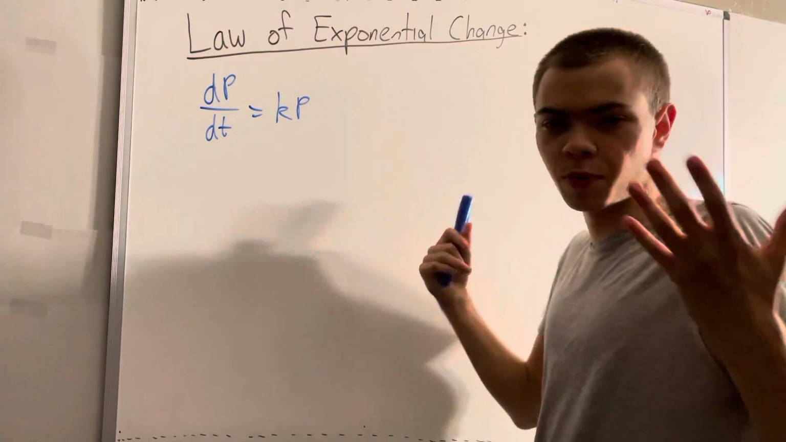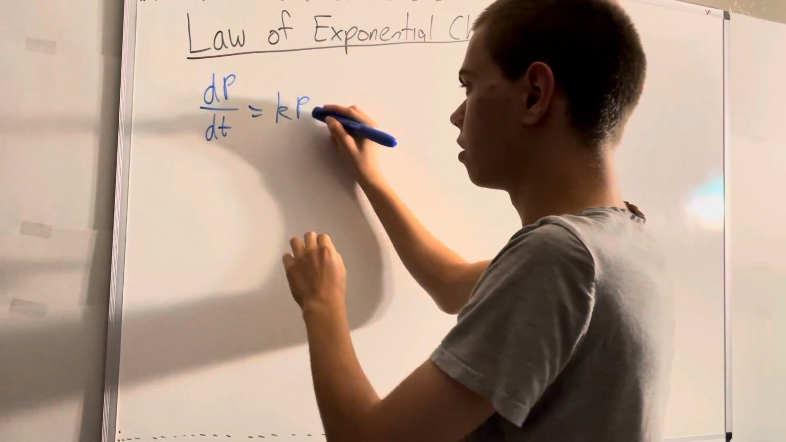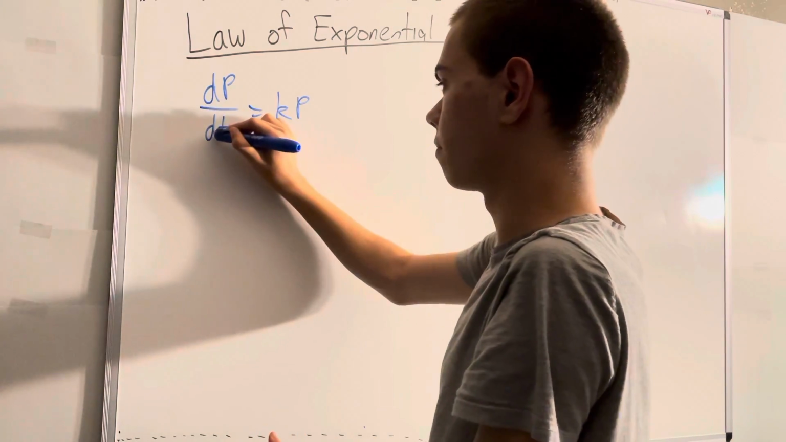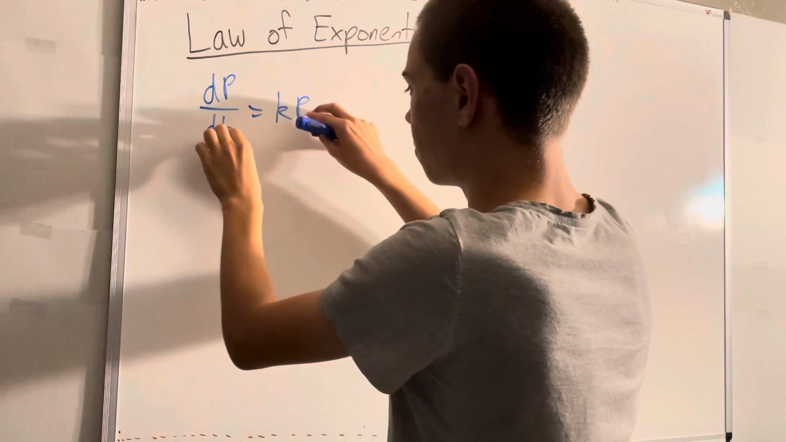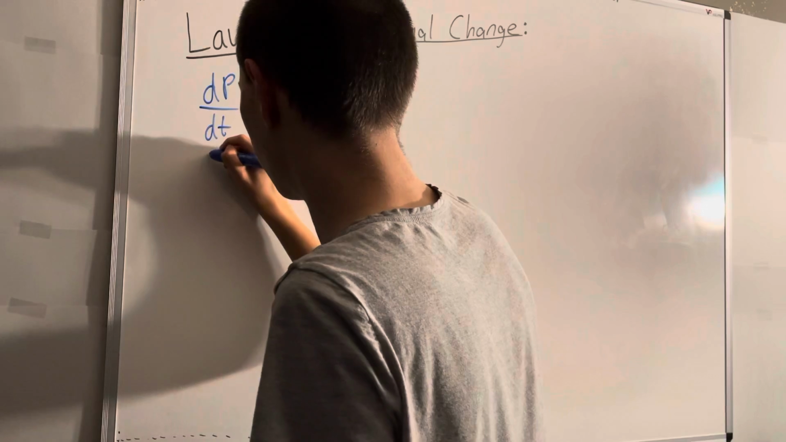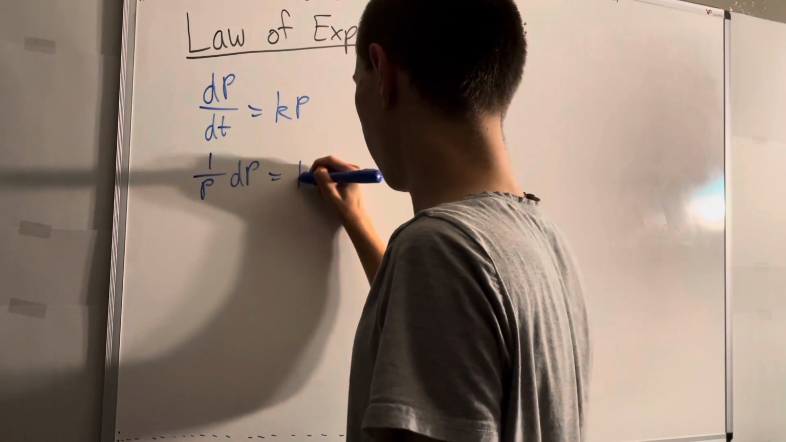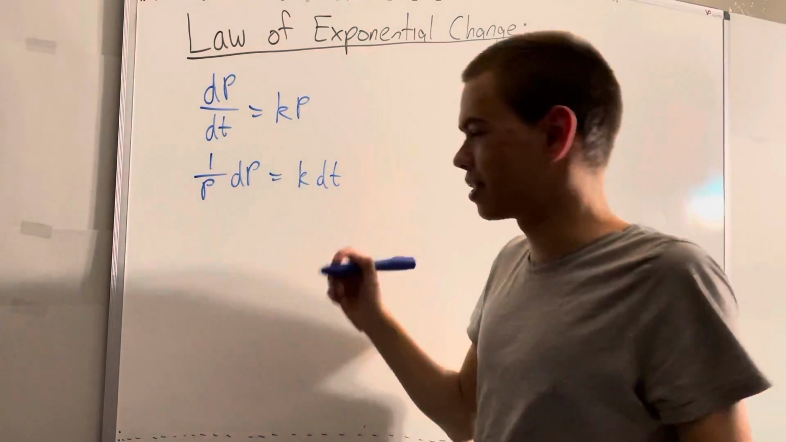In this case, we're using separation of variables. We can group p with dp by dividing by p to the other side and moving dt to the other side of the equation, so switching the place of p and dt. What we get is 1 over p dp equals k dt. Now we're ready to integrate both sides of the equation.